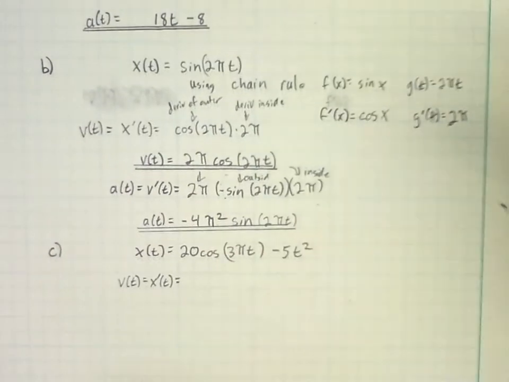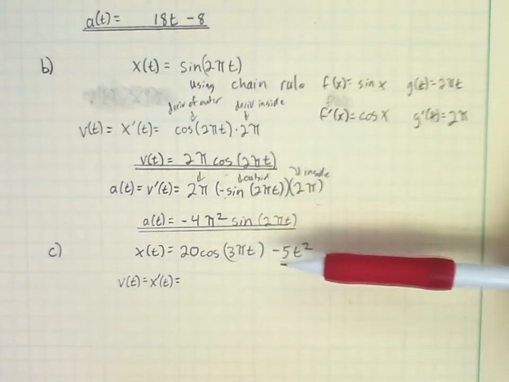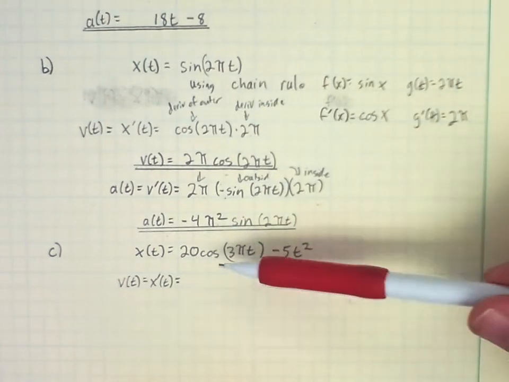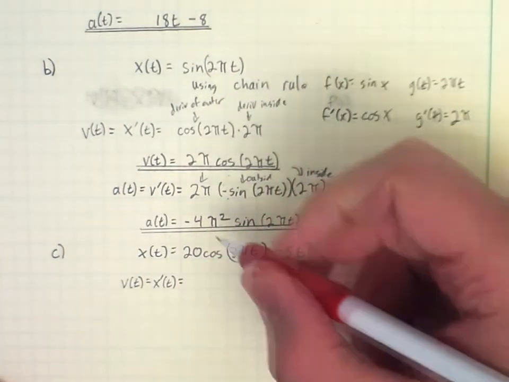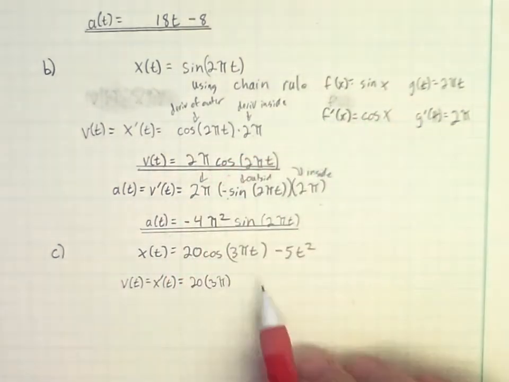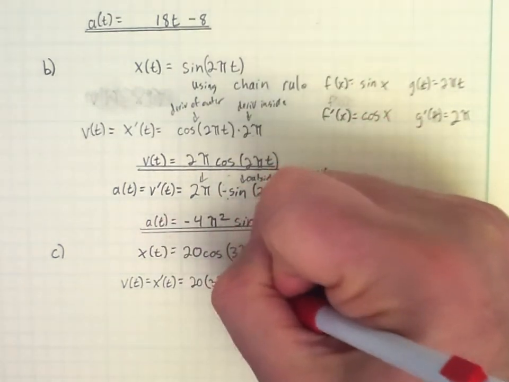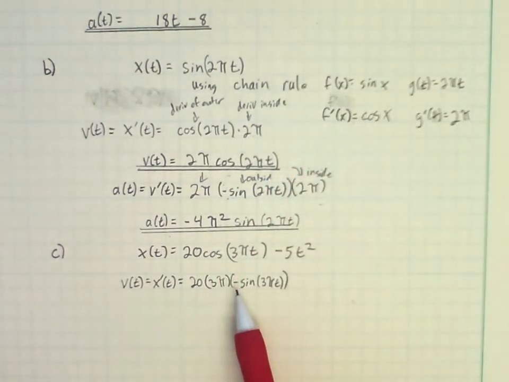All right, so part C, if we remember from up top, x of t was 20 cosine of 3 pi t minus 5t squared. So again, I've got to just take the derivative of each part as it were by itself. So if I take the derivative of this cosine function, as we just learned in the previous example, it's going to be 20. I'm going to end up bringing the 3 pi out front as the derivative of what's inside. And then if I take the derivative of cosine, I get negative sine, and I have to keep what's inside there in there. So that's the derivative of the first term.